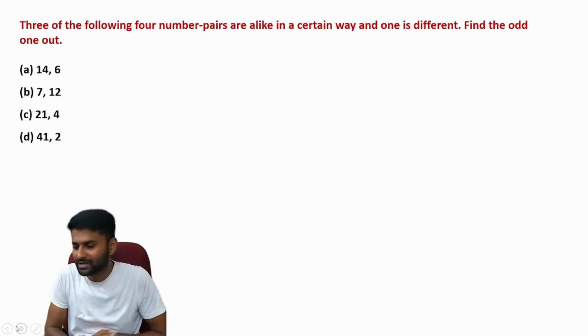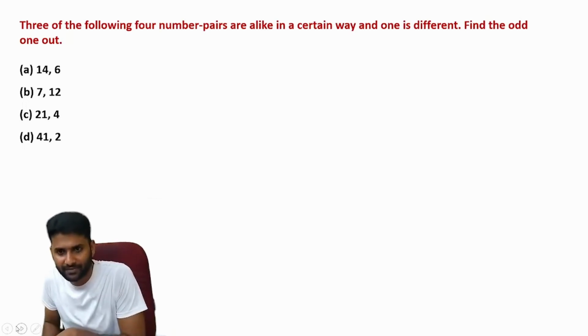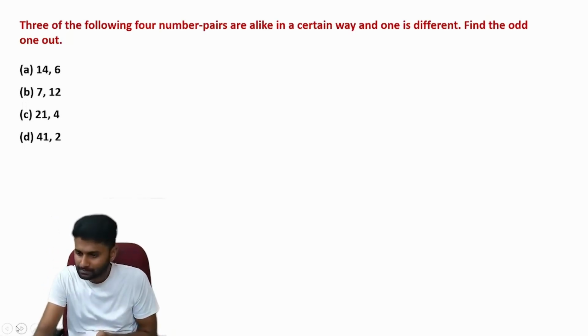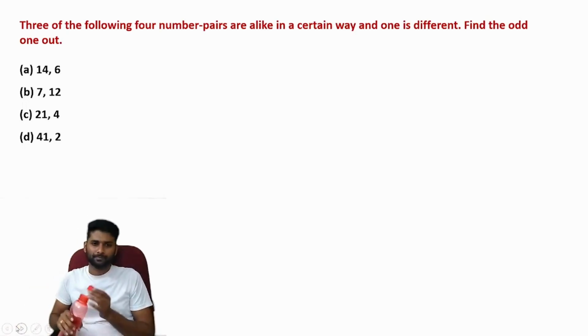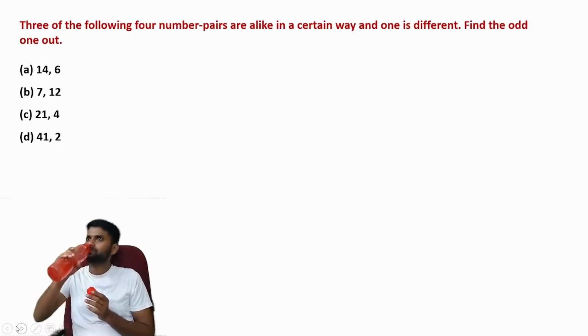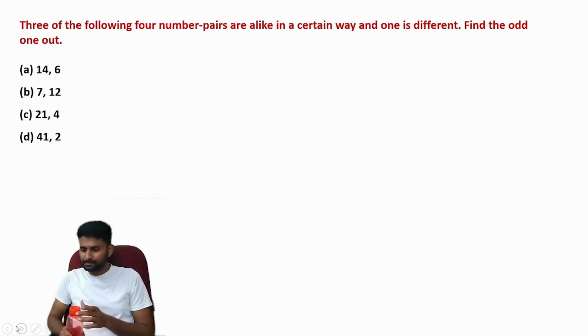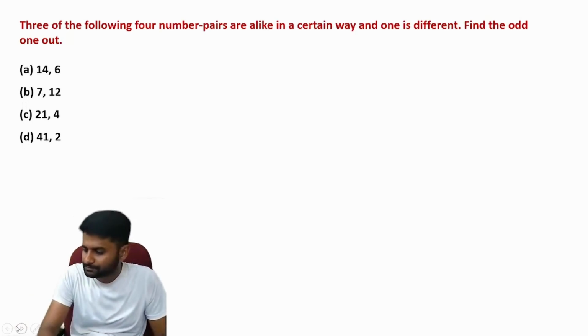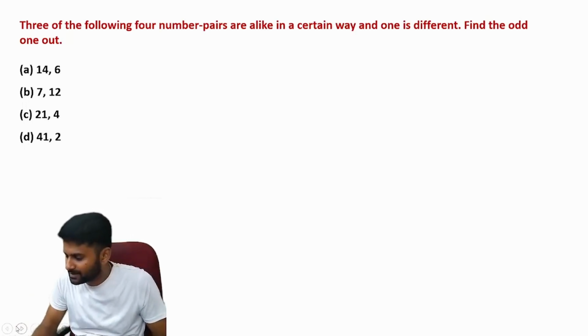You guys tell me which one is completely different. Out of four, three follow the same rule, one is completely different. That is all about the odd one out. So which one is completely different? Find the odd one out of four.